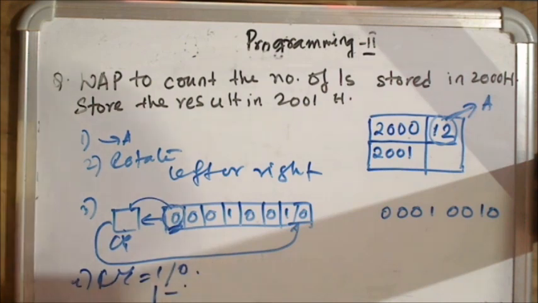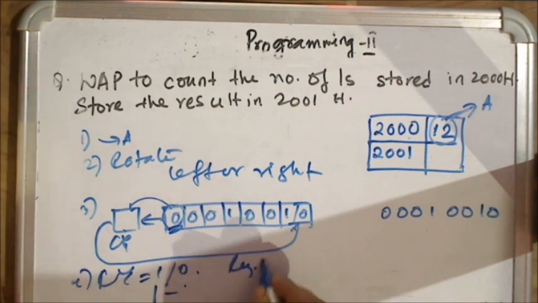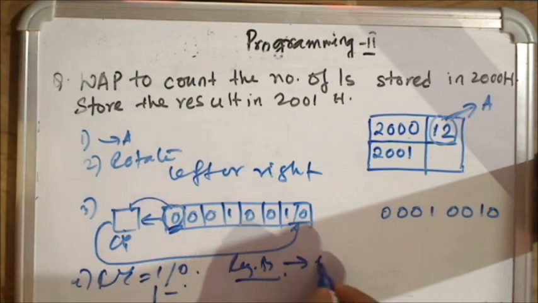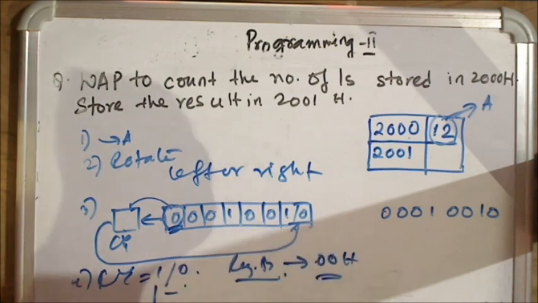So keep a counter for this. Let's say register B is your counter. Initialize the counter for counting the number of 1s with 00H. Okay, this count is different. Remember, this will count the number of ones. Now every time there is a carry, increment the counter. Every time you find the carry flag 1, increment this counter.